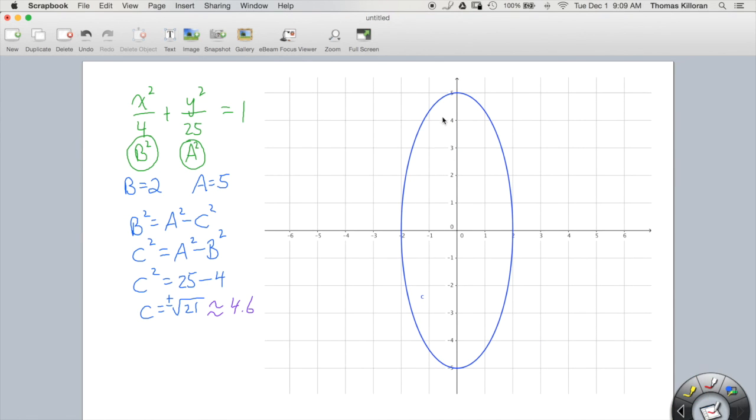And here is what a graphing program will draw. It looks a lot better than my hand drawing. So 5 down, 5 up, 2 to the left, 2 to the right, and the foci end up being right about there. So that's how you draw an ellipse with the general equation.